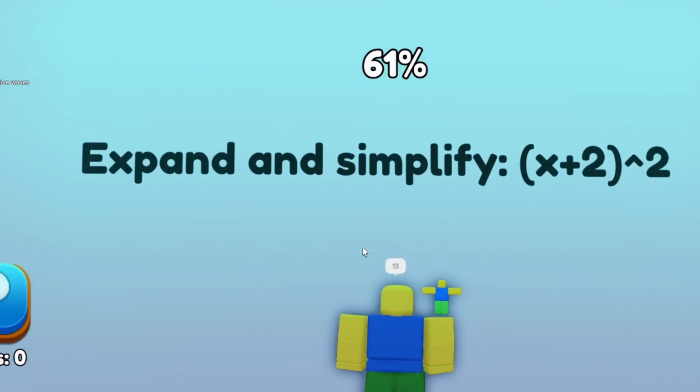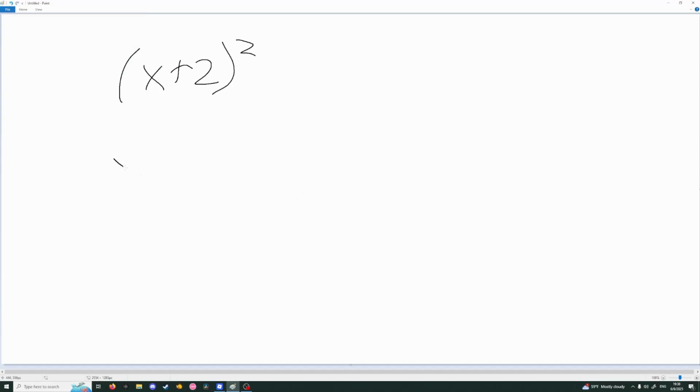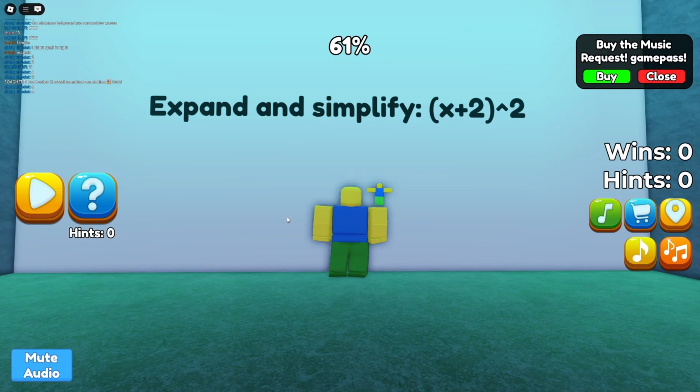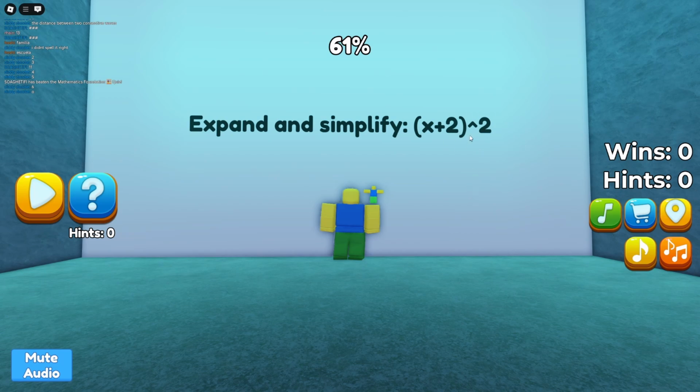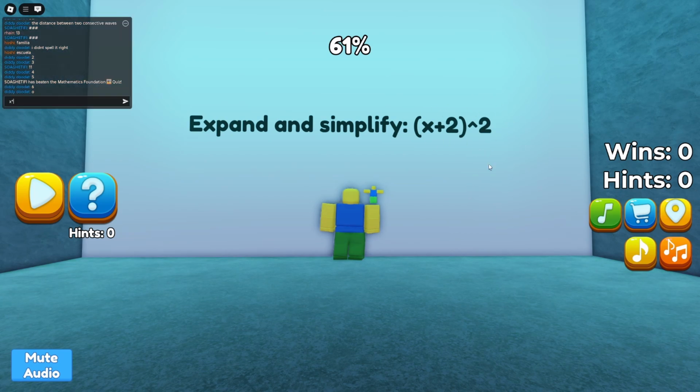Expand and simplify. Okay, let's do that. So this will just be x squared plus 4x plus 4. Expand and simplify? Well, this is already its simplest form. Am I right? Let's just type in this.